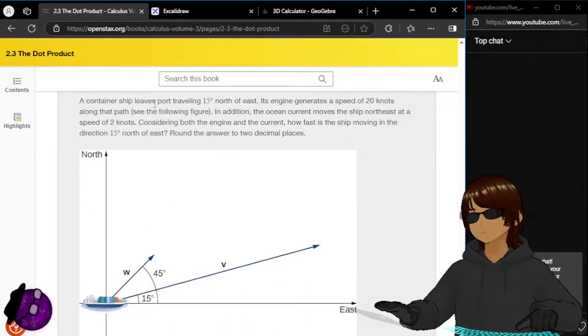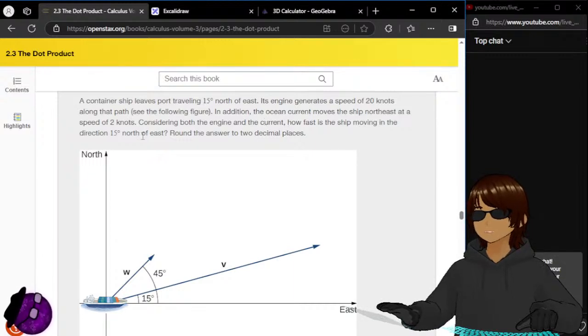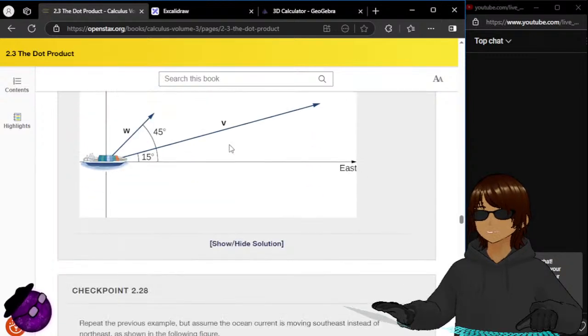A container ship leaves port traveling 15 degrees north of east. Its engine generates a speed of 20 knots along that path. In addition, the ocean current moves the ship northeast at the speed of 2 knots. Consider both the engine and the current. How fast is the ship moving in the direction 15 degrees north of east? Round the answer to 2 decimal places.